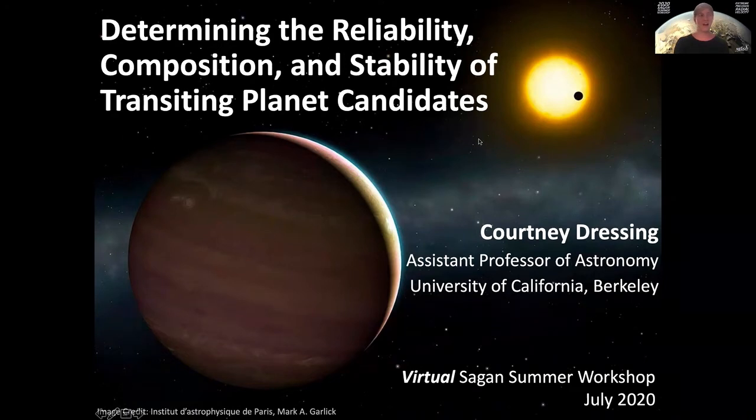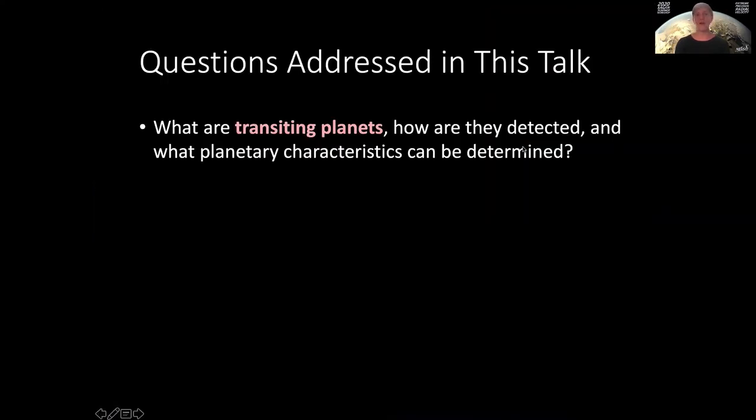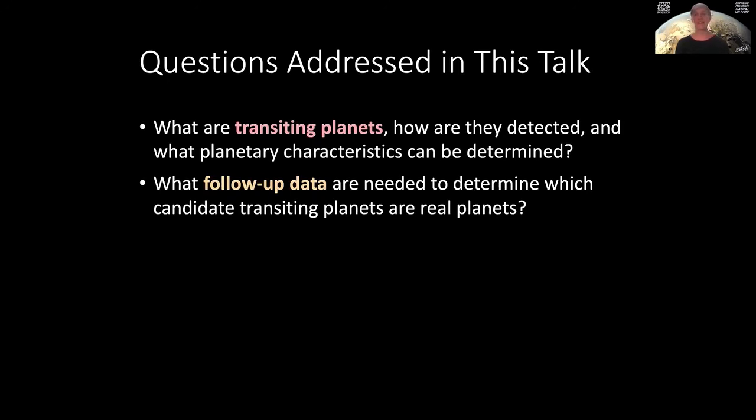In this talk, I'll go over a variety of topics. We'll answer questions like, what are transiting planets, how are they detected, and what planetary characteristics can be determined. We'll then discuss the need for follow-up data and how obtaining additional observations, either from the ground or from space, can help us learn more about planets that we might have discovered.